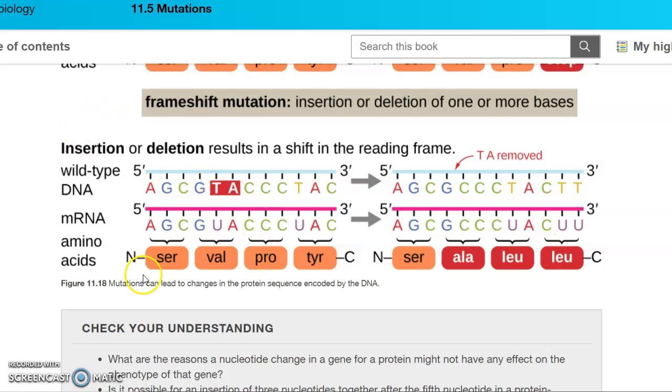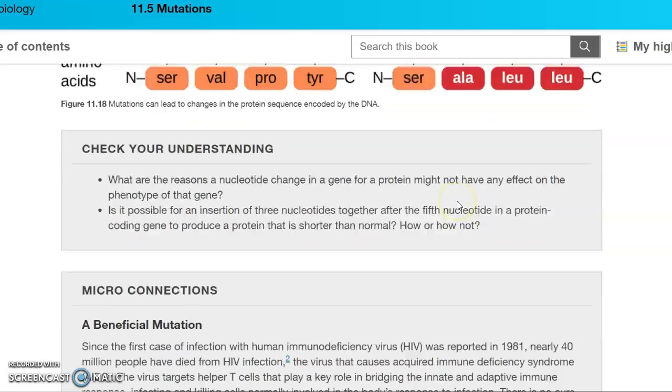So here's our normal, but what happens is the TA is removed. It's just completely skipped. So the serine is the same, but all other amino acids in the sequence are now going to be different because two of the bases have been removed. So if we insert or delete one or more bases, it shifts how the ribosome reads the code and puts in a lot of wrong amino acids. So again, this protein is not going to be able to function as it should.